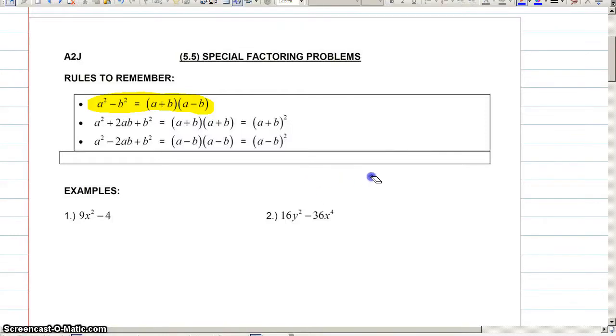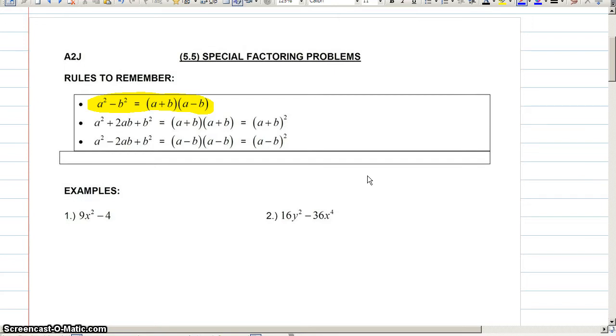Okay, another lesson on factoring. In all honesty, today's lesson, you really could do so much of it with previous knowledge. There is one special, particular new thing that we have to talk about. It's highlighted up here in the box.